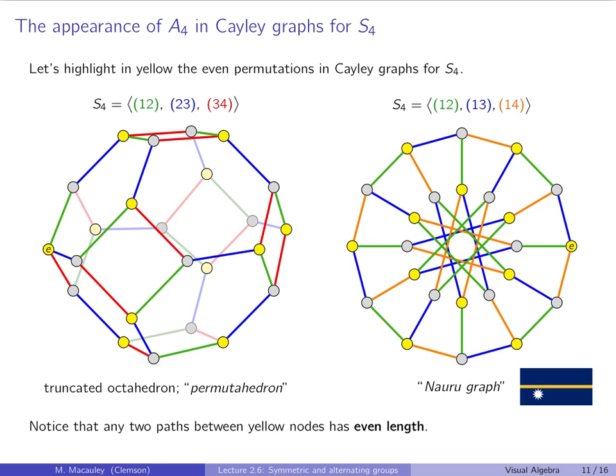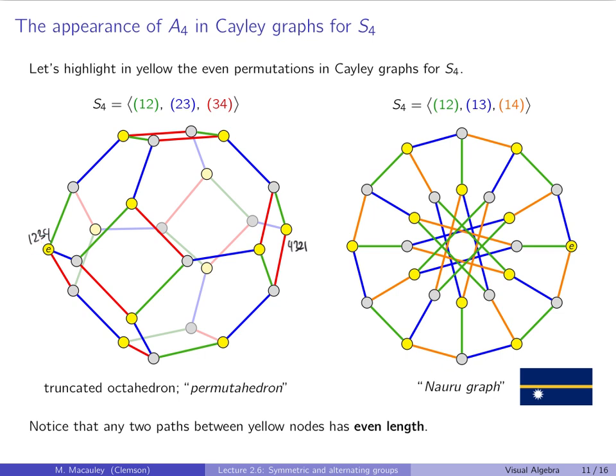It's not surprising that this antipodal node is the furthest one away, so this is the only permutation that requires 6 steps. This is a product of 6 transpositions, and if you label these with configurations, well then this is 1, 2, 3, 4, and this is 4, 3, 2, 1. It's the most scrambled configuration of your home state.